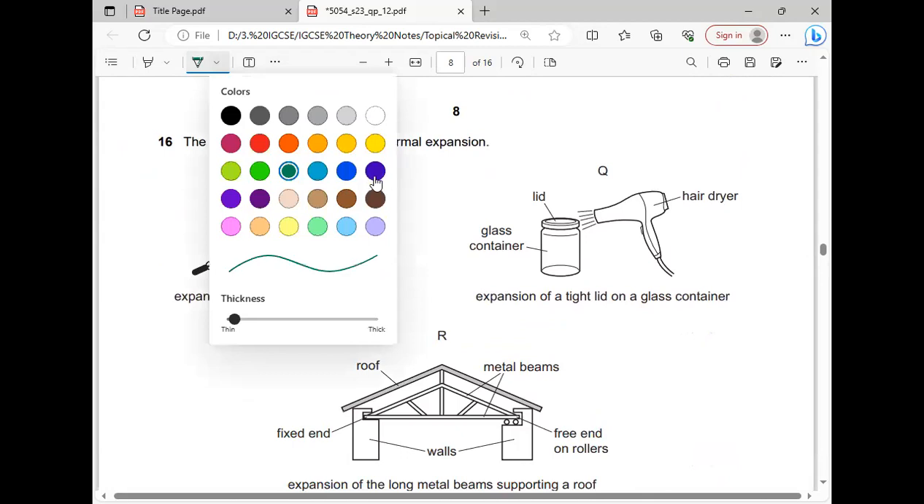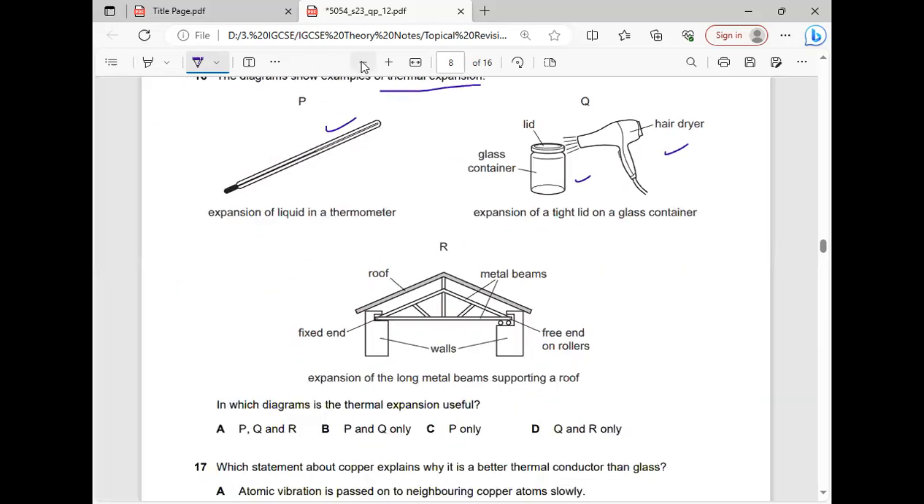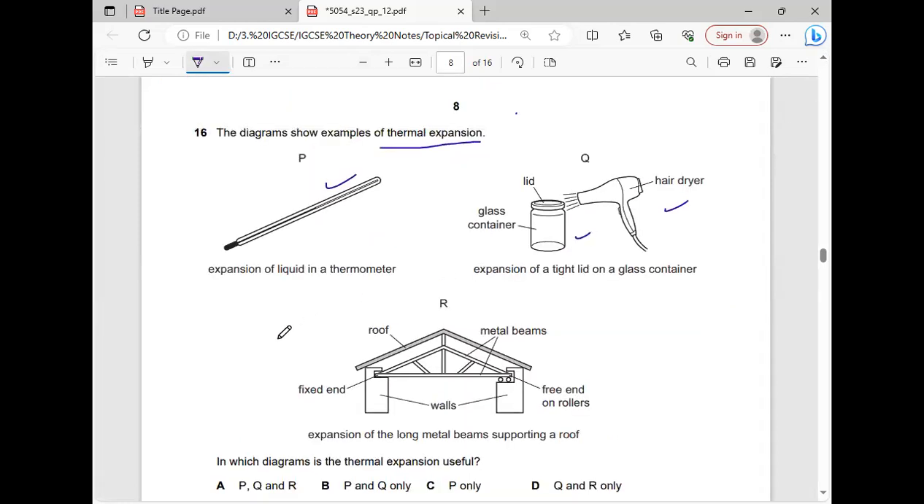Number 16. The diagram shows examples of thermal expansion: thermometer, metal lid, hair dryer, and then expansion of long metal beams supporting a roof. So three applications are given. In which diagram is thermal expansion useful? Okay, we can use a thermometer. It's a useful thing because when we are supposed to measure the temperature, it expands and we can measure the temperature easily. So P, it means this option is wrong.